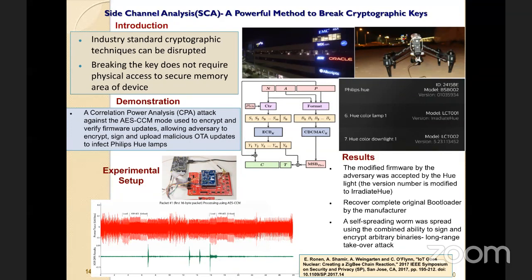So there is a very famous smart bulb sold by Philips, called Philips Hue bulbs. In this particular attack, they did a very interesting combination of attacks on these bulbs.